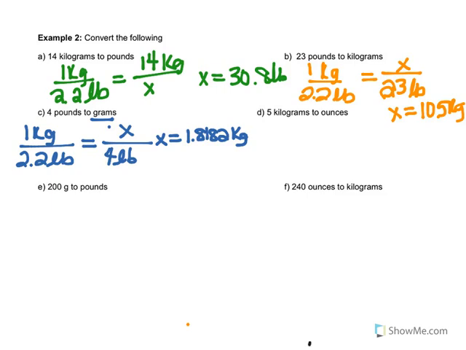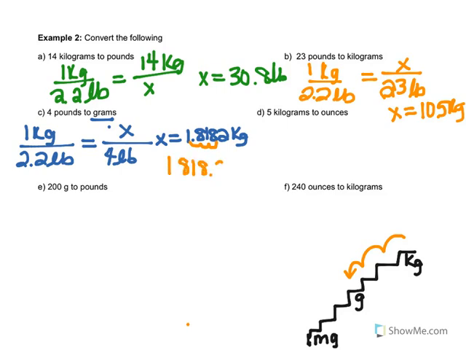Now to change this to grams, we're going to draw our staircase. 7 steps, milligrams at the bottom, grams in the middle, kilograms at the top. So we're going from kilograms to grams. So 1, 2, 3 steps down, which means we are multiplying. So I'm going to go 1, 2, 3 to the right, which is 1,818.2 grams. So we're combining our conversion factor with our staircase from the previous lesson.